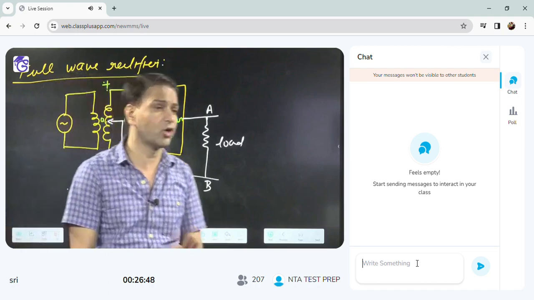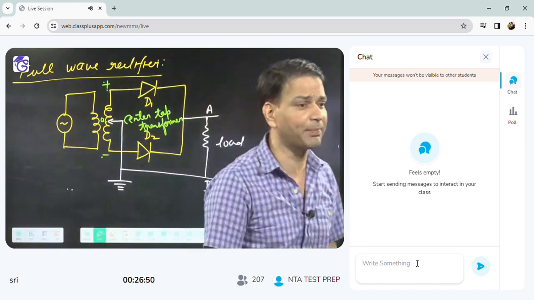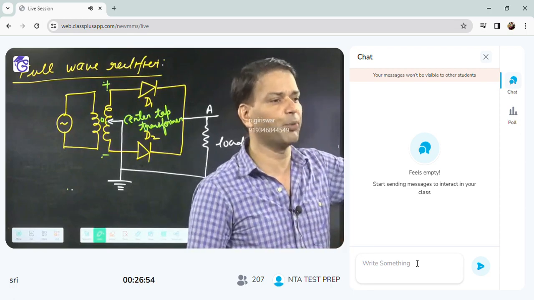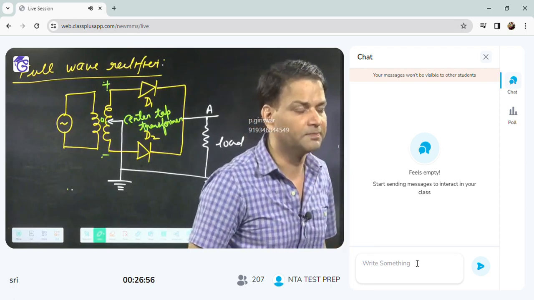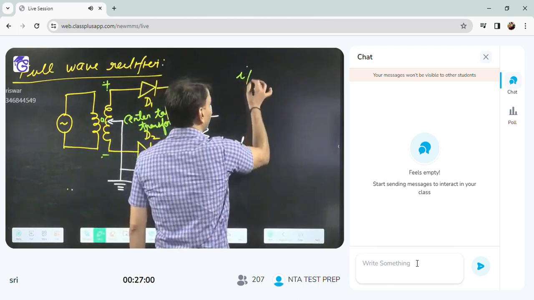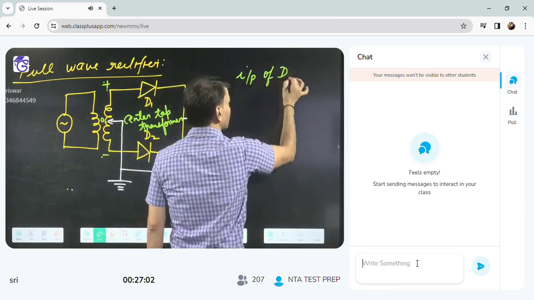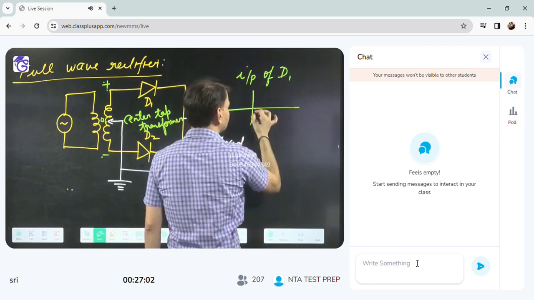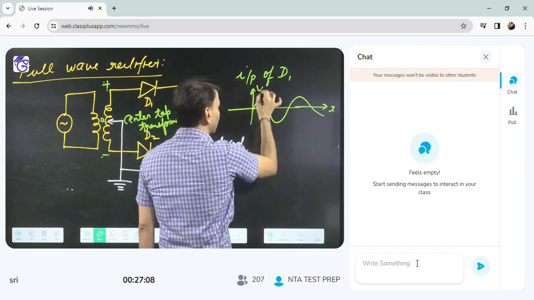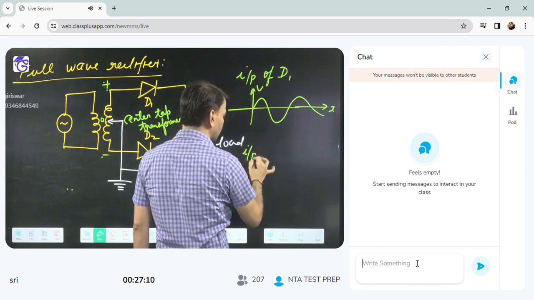Did everybody get this or not? What is the meaning of center tapping? It means the input we are dividing into two equal parts. So D1 will get positive, D2 will get negative. D1 is getting the positive cycle, then the negative cycle like that. Then what input will D2 get?